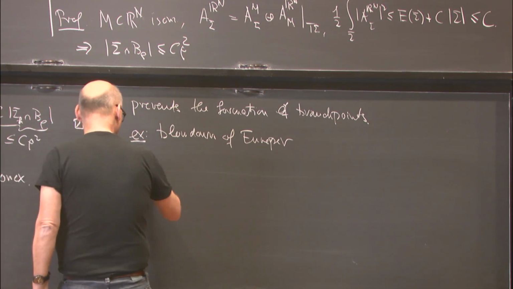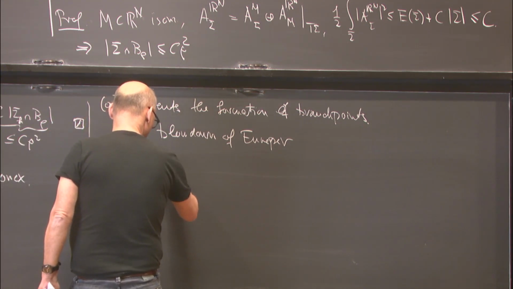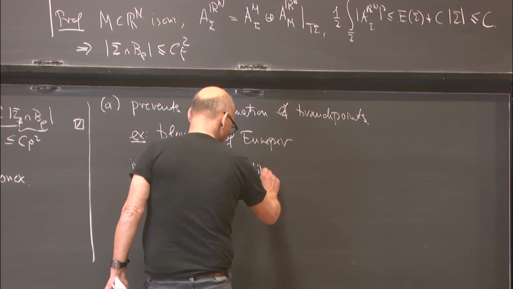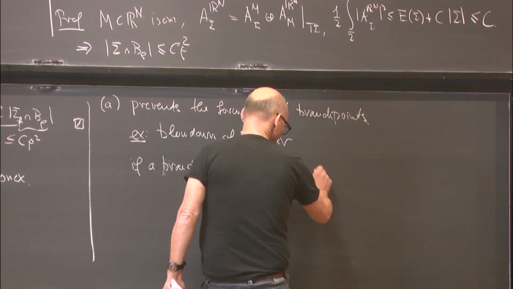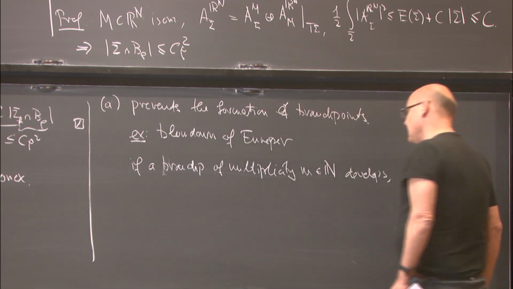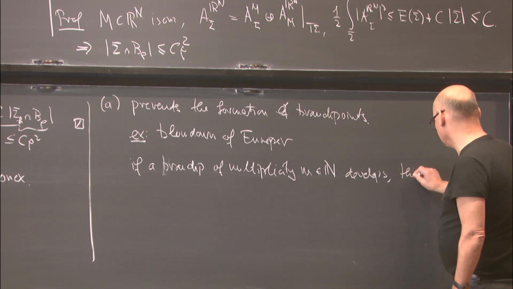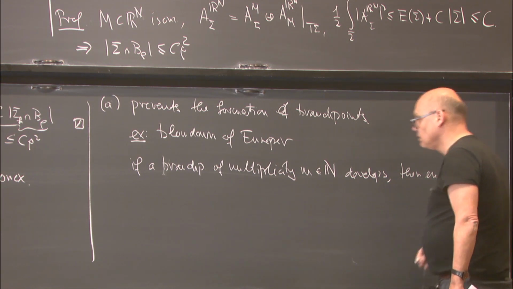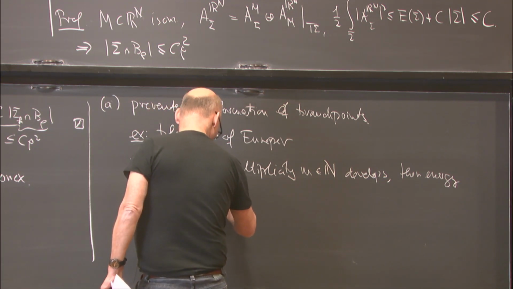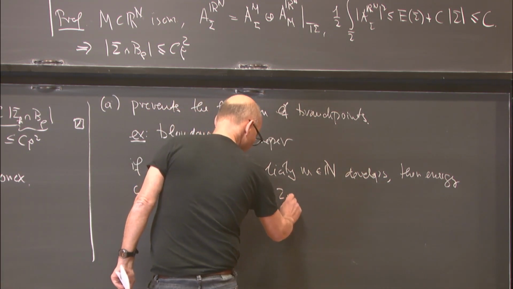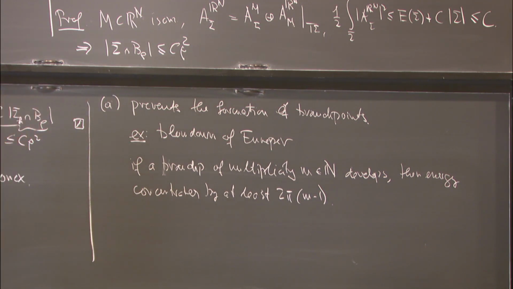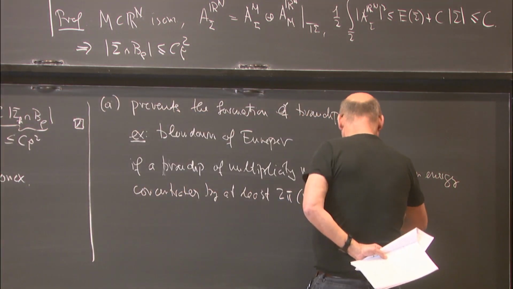But what you can say is that if a branch point of multiplicity m develops, then the energy concentrates by at least 2 pi times (m minus 1). This is, of course, just by Gauss-Bonnet. So this is a consequence of Gauss-Bonnet.